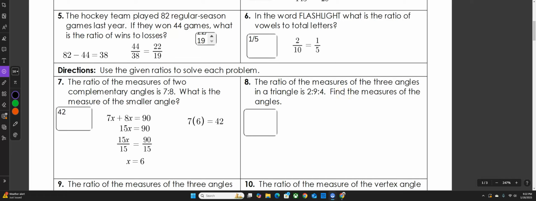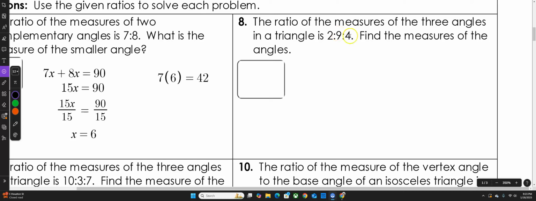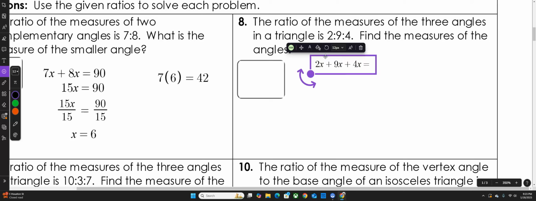All right, so we have number 8. We have the ratio of the measures of the three angles in a triangle is 2 to 9 to 4. They want us to find the measures of the angles. So let's go ahead and first write our equation. We are going to take 2, 9, and 4. We are going to multiply them by a common factor to go backwards to find our angles. And we do need to remember that the sum of the interior angles of a triangle is 180 degrees. So this is going to be 2x plus 9x plus 4x is equal to 180.